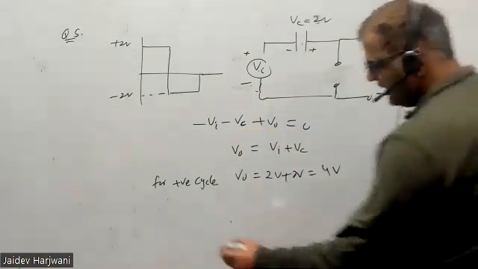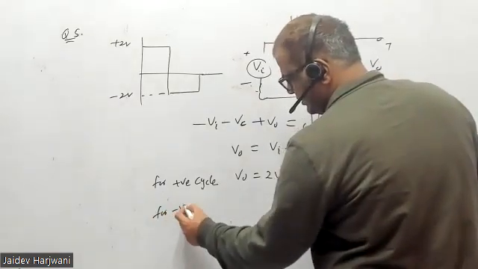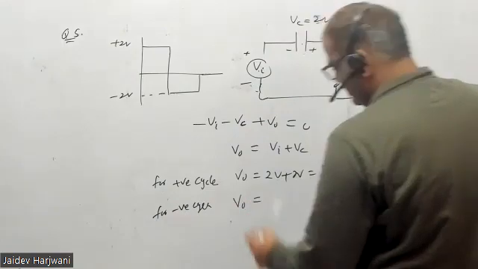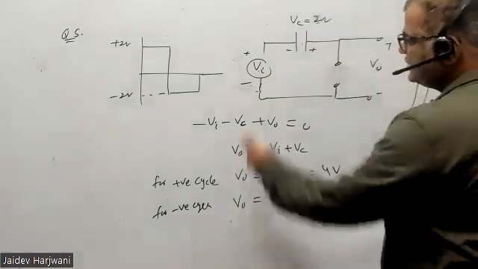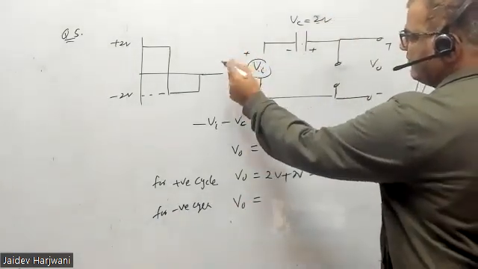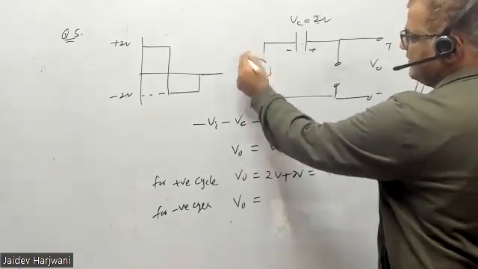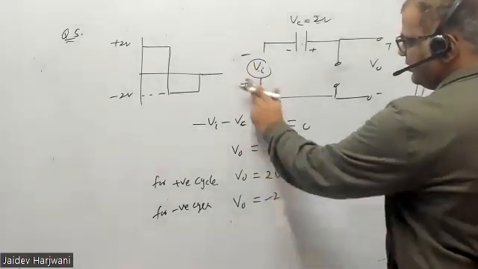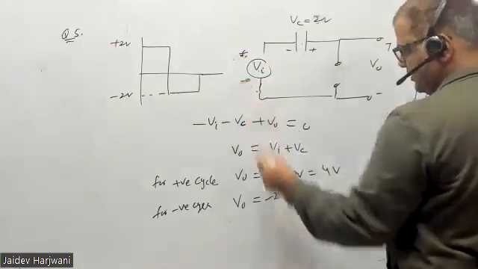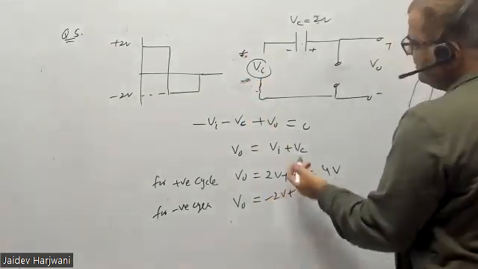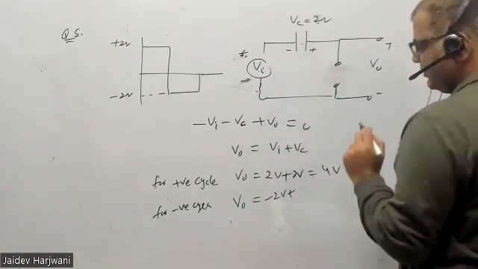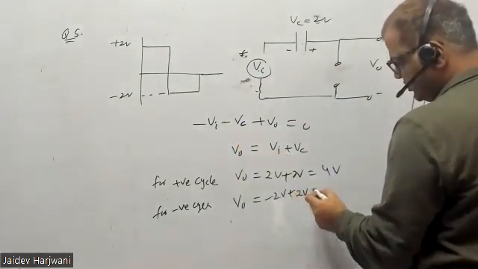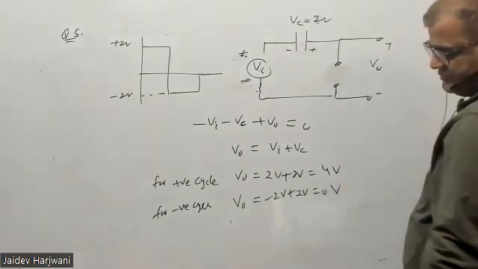Okay, and for the negative cycle, what will become? Assuming this way, in the negative cycle, this becomes plus, this becomes minus. So this will reverse, so this will now become minus 2 volts, and Vc always remains like this only. I have already put a sign here. This will be 2 volts. So this comes to 0 volts.